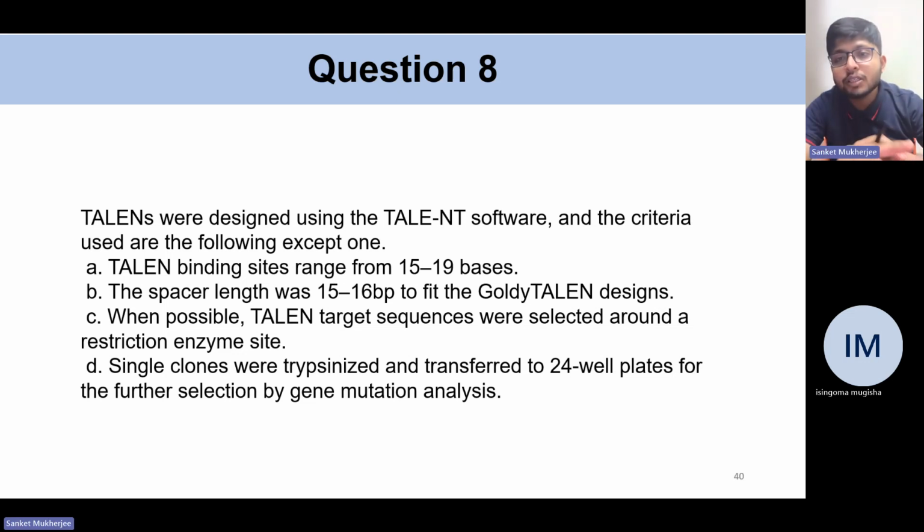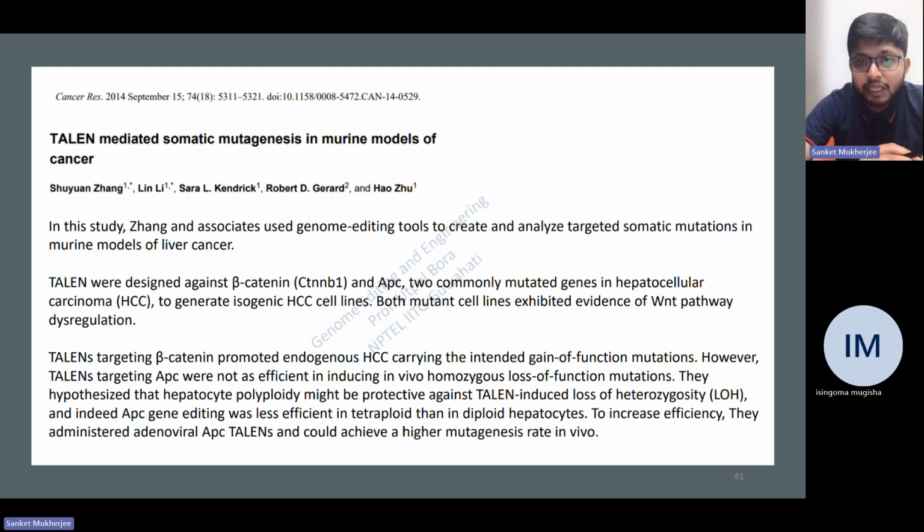Okay, so the answer to this question: TALENs were designed using the TALE-NT software, and the criteria used are the following. TALEN binding sites range from 15 to 19 base pairs. Yes, that was one criteria. The spacer length was 15 to 16 base pairs to fit the Golden Gate TALEN design. Yes, that was also a criteria. When possible, TALEN target sequences were selected around a restriction enzyme site. Yes, that was also a criteria. And D, single clones are trypsinized and transferred into 24 well plates for further selection for gene mutation analysis. No, that was not a criteria. So the option would be D.